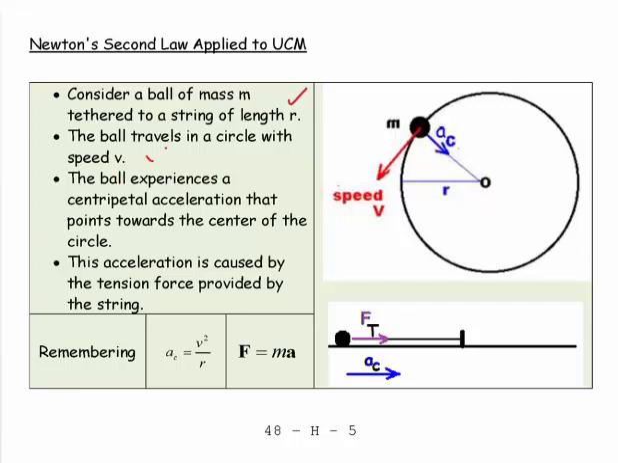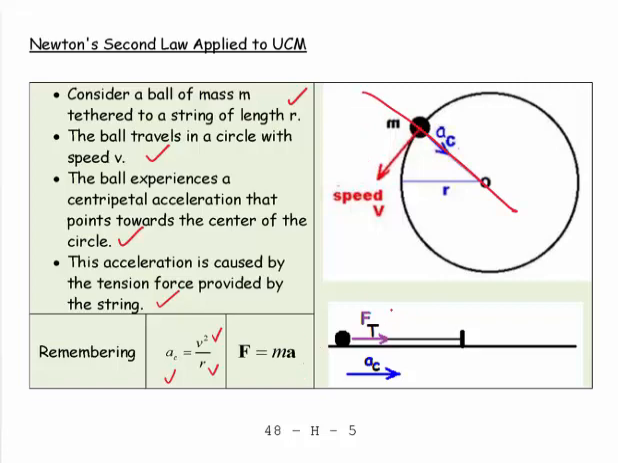The ball travels in a circle with speed v. The ball experiences centripetal acceleration that points towards the center of the circle, and this acceleration is caused by the tension force provided by the string. Well, what do I know? I know that the centripetal acceleration is always the speed squared over the radius, so I know the size of the centripetal acceleration that I need. And I know that Newton's law applies along that radial line, in line with the centripetal acceleration, and I know that the sum of the forces along the line where the acceleration points is equal to ma.